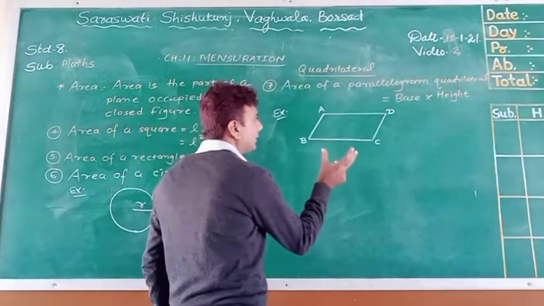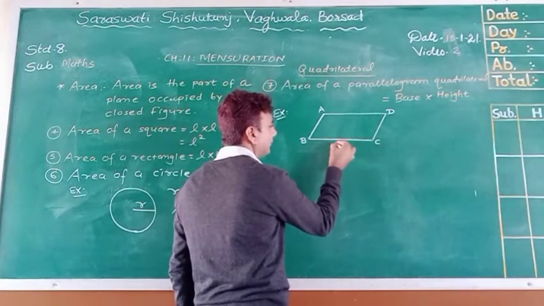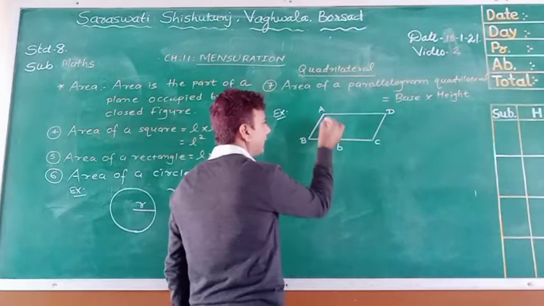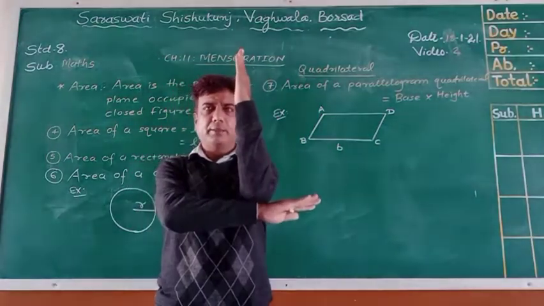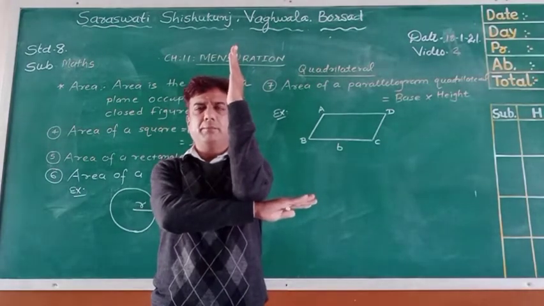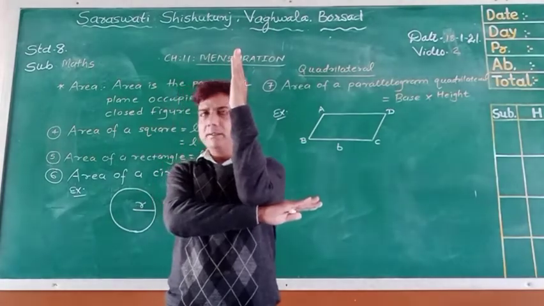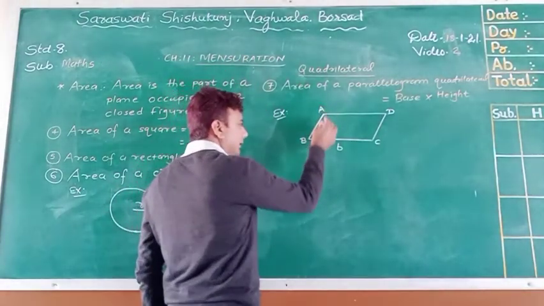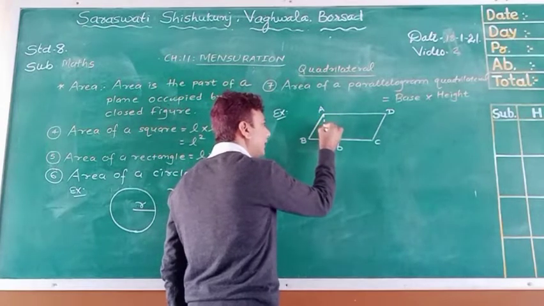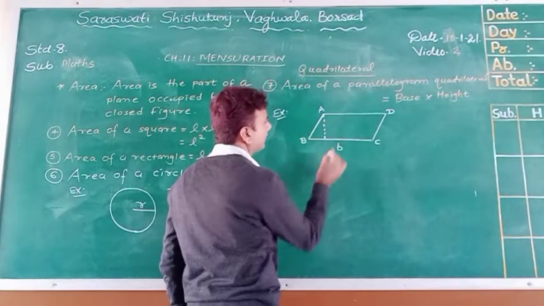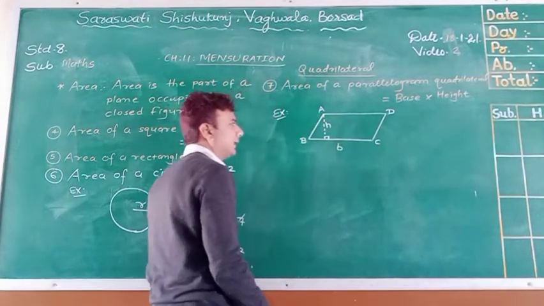So here, suppose we take this as the base. See this base, and the height. What is the meaning of height? Height means altitude, straight, vertical. That means it is a straight 90 degrees, vertical, the distance between two parallel lines. That means it is the height. Let's take this height.